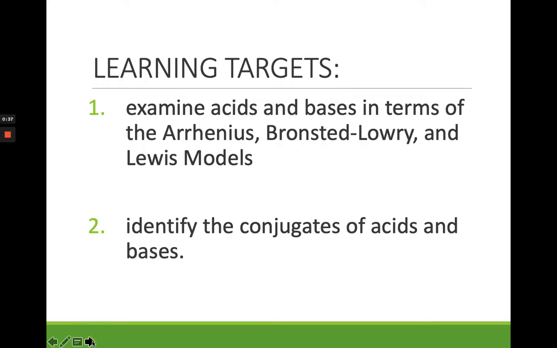So, for this lecture, we will be examining acids and bases in terms of three different models. First is that of Arrhenius, next is from Bronsted-Lowry, and the third one is Lewis by G.N. Lewis. We are also going to identify the conjugates of acids and bases so that later on we will be able to determine the species present in a solution and we can carry out correct calculations and correct problem solving analysis once we encounter acids and bases.